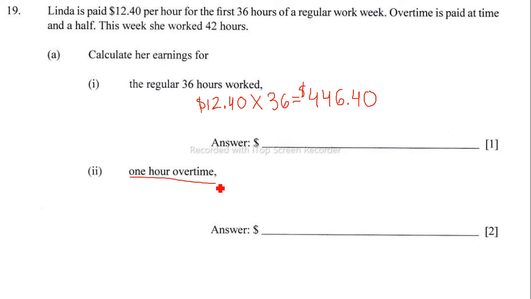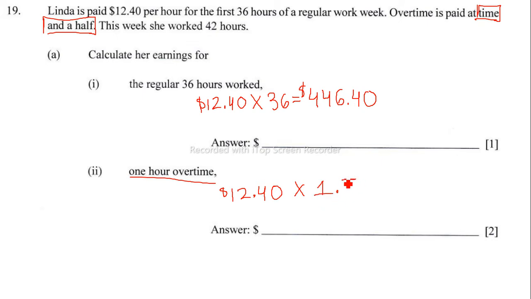$6.20. You sure? How did we get that? You said half, right? Be careful. Time and a half. Can anyone remember what we do when we have overtime at time and a half? You put in the hourly rate and you times it by 1.5. Yes. So it's going to be $12.40, whatever she gets for an hour, multiplied by 1.5, which would be 18.6.